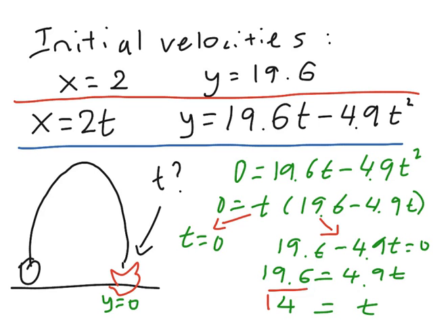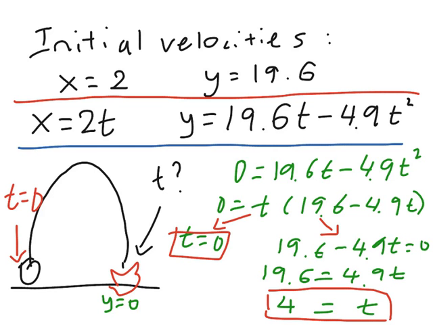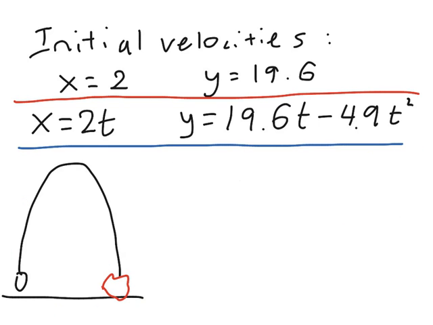So now the question is, which t is the correct one? Is t equal to 0 or t equals 4? Well, when t is equal to 0, that's when the object just got started. So we know the answer here has got to be t equals 4. So we know that after 4 seconds, the object hits the ground.